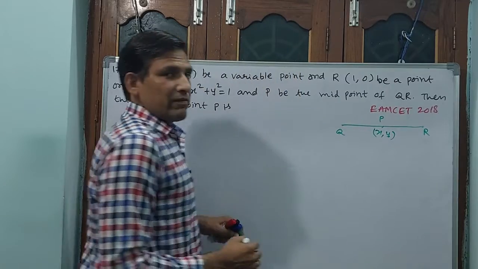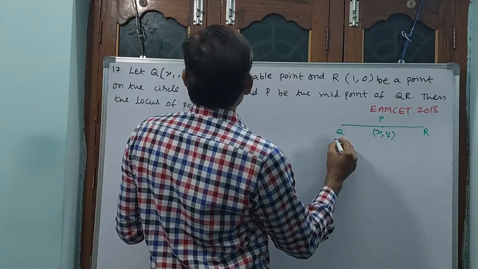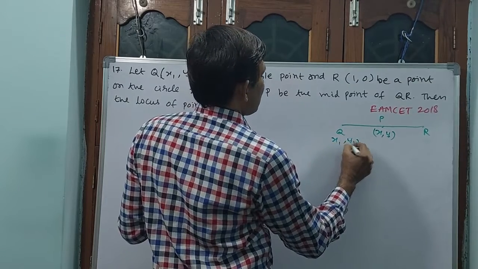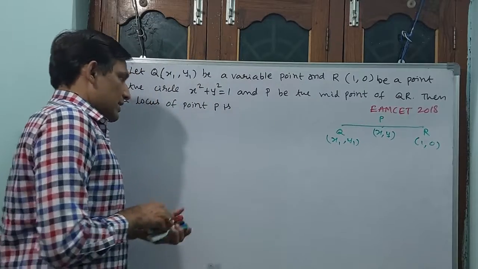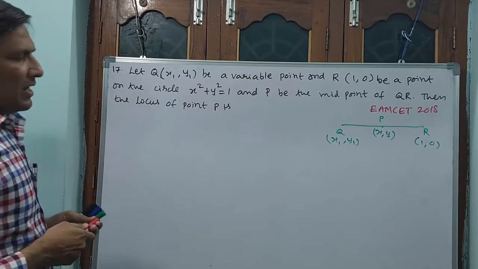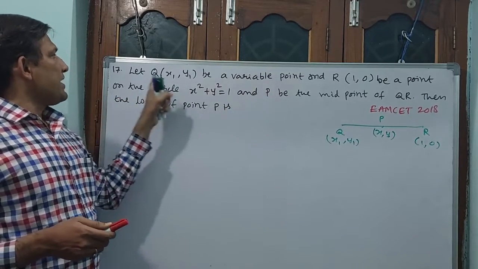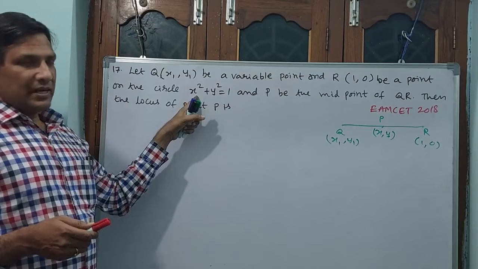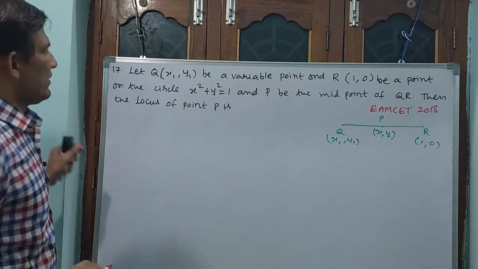And the x, y value we can find, because Q and R both are given. Q is (x1, y1). R is (1, 0). See, they are asking for the locus of point P. Another important point is that the point Q is on this circle x square plus y square. You have to understand that carefully.